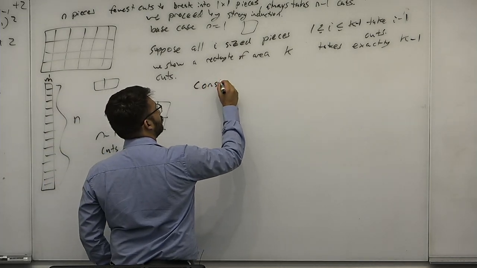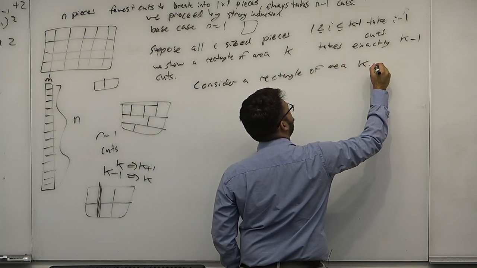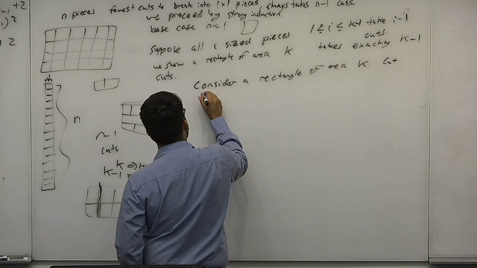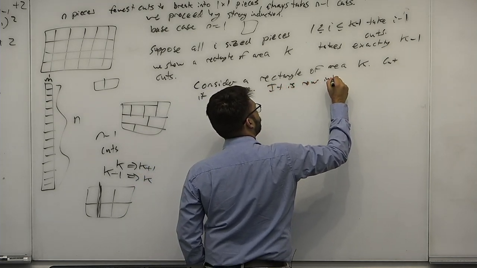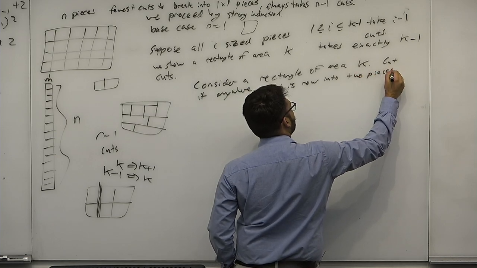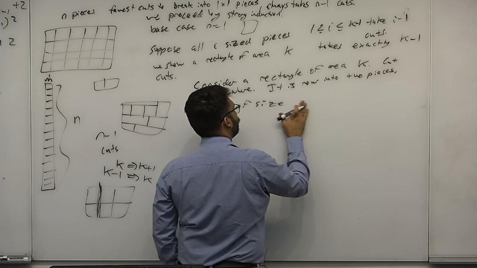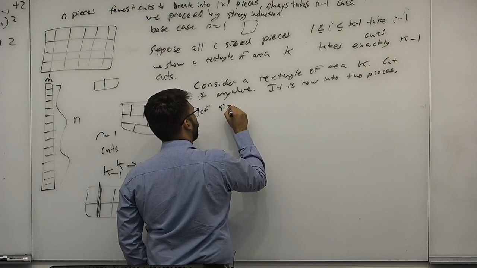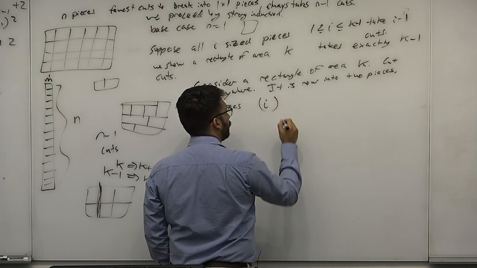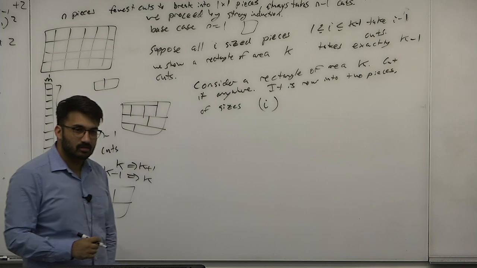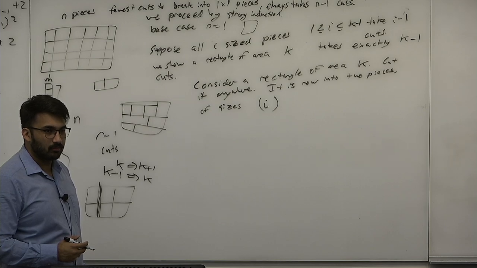Consider a rectangle of area k. Cut it anywhere. It is now in two pieces. One piece is going to be some size. Let's call it size i. Okay? The other piece, if you remove i squares from a piece of k squares, how many squares are left over? k minus i.